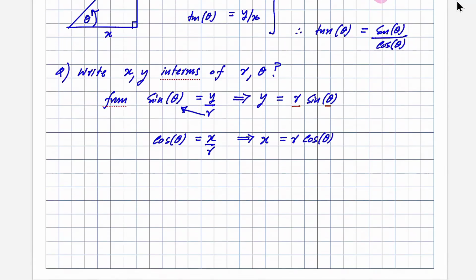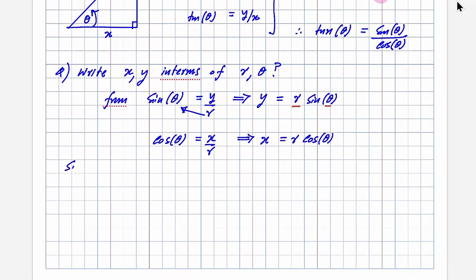Right. Now we'll look into this diagram. So the summary.